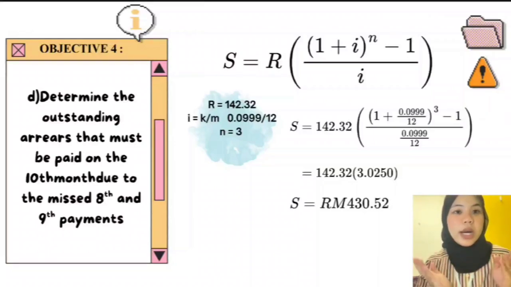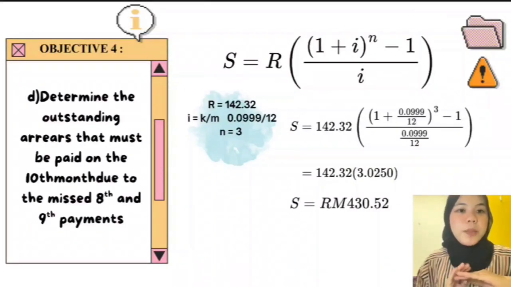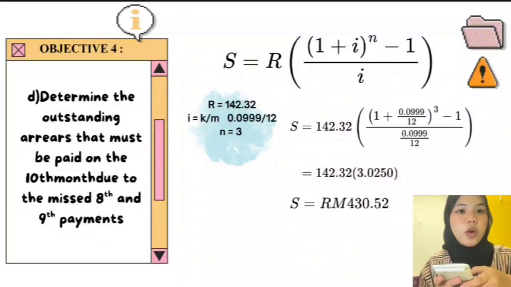N is 3. Why 3? Because Farah missed the 8th and 9th payments, so she wants to settle the payment in the 10th month. So N is 3. We put all the numbers into the formula, and you will get the answer, which is S equals Rm430.52.